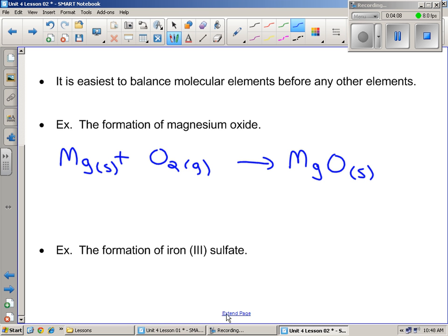Now, last step, we got to balance it. Okay? We have 1 magnesium, 1 magnesium. 2 oxygens, 2 oxygens, which means I have to go back here and put a 2 in front. Done. Okay? Steven? Nope. 2+. Oxide has a 2-.